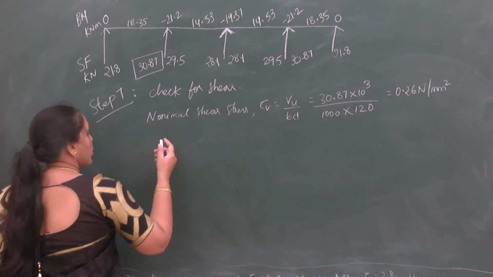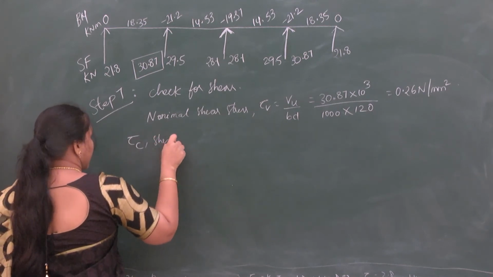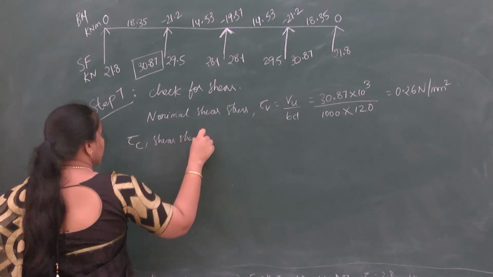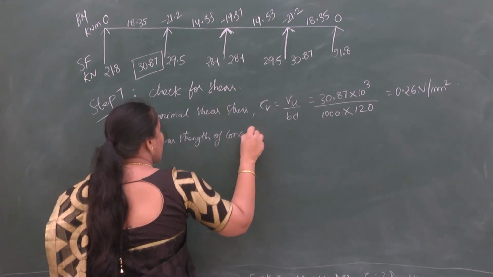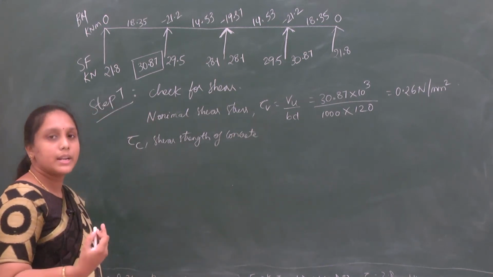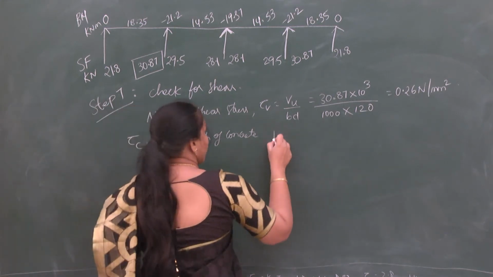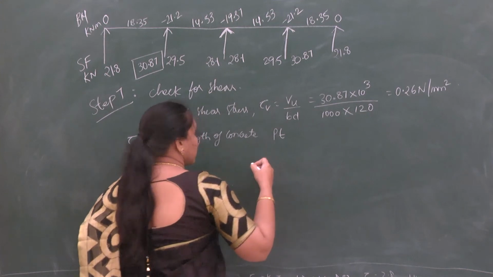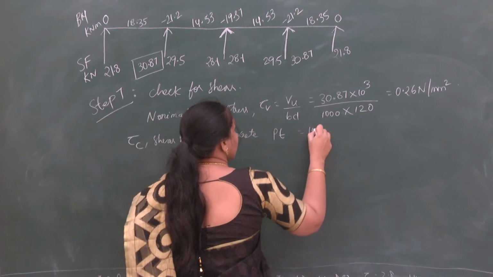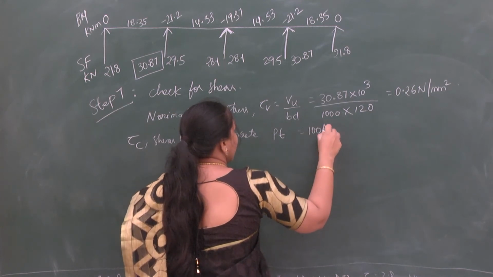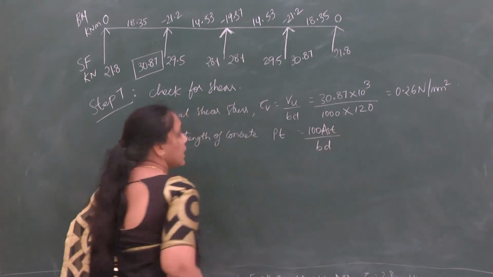What is the next step? We have to calculate the tau C. Tau C is nothing but the shear strength of concrete. How do we calculate tau C? Tau C can be calculated from Table 19 of IS 456-2000. In that, first we have to calculate the percentage of steel, that is Pt, which is 100 into Ast by bd.